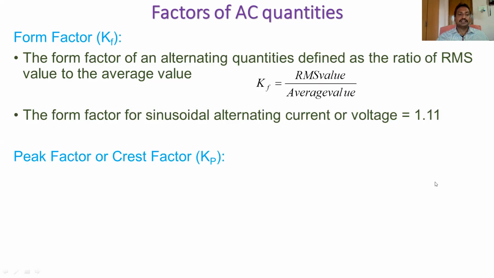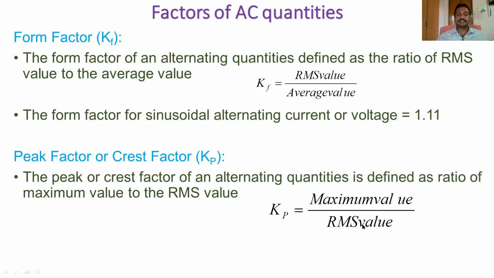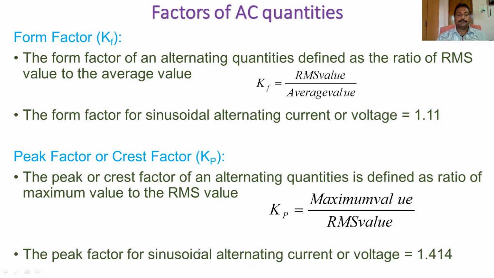It is a fixed value. Another factor is called the crest factor, or also the peak factor. It is represented with Kp. Form factor is represented with Kf. They have no units. The peak or crest factor is the ratio of maximum value to RMS value. Therefore, maximum value by RMS value. For example, maximum value is Im divided by RMS, which is Im by root 2. Therefore, Im gets cancelled, and root 2 is 1.414. It is a fixed value. The peak factor for a sinusoidal alternating current or voltage is equal to 1.414.